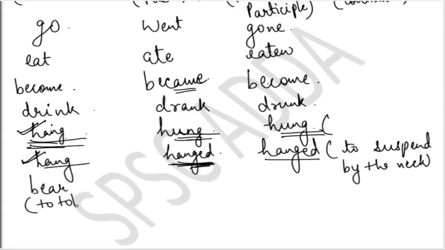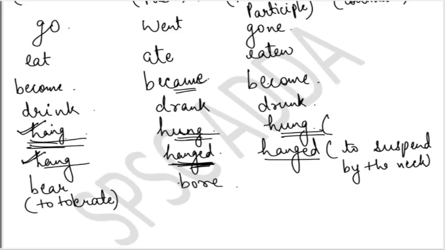So the word bear, which means to tolerate, what will be the V2 and V3 forms? Same, ma'am, I guess, for V2 and V3. It will be bear, that's what you are saying. Yes ma'am. Bore, ma'am. Okay, you are absolutely right here. The V2 form of bear is bore.